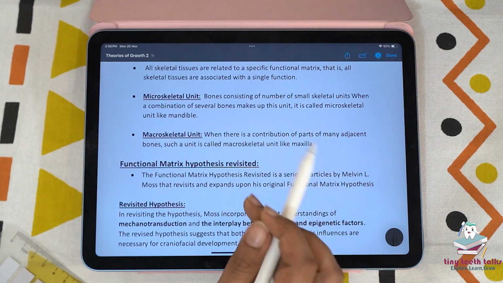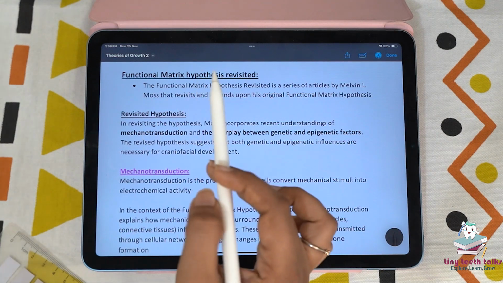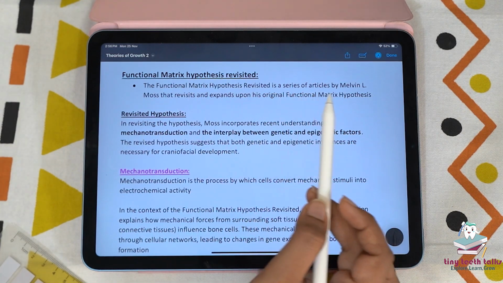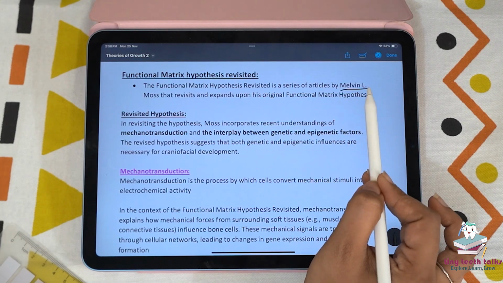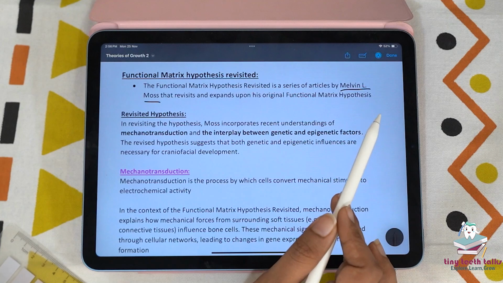So the functional matrix theory focuses primarily on the role of soft tissues, which may not fully account for the complexity of craniofacial development. In hydrocephalic patients, the size of the brain is small but the cranial vault is bigger. So something is off, and the functional matrix hypothesis revisited was added. The Functional Matrix Hypothesis Revisited is a series of articles by Melvin L. Moss that revisits and expands upon his original functional matrix hypothesis.